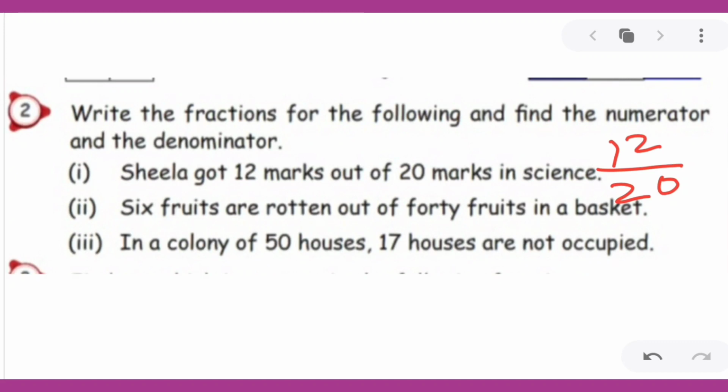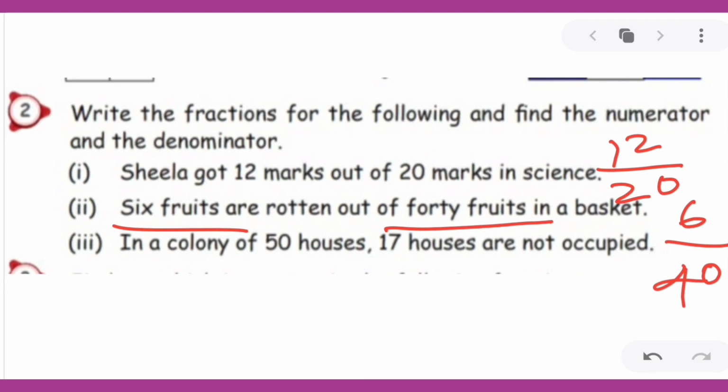Next, 6 fruits are rotten out of 40 fruits in a basket. So 6 fruits and 40 fruits values are given. So how to write the fraction value? We write 6 divided by 40 fruits. First one is 6 fruits. So 6 divided by 40 we write.